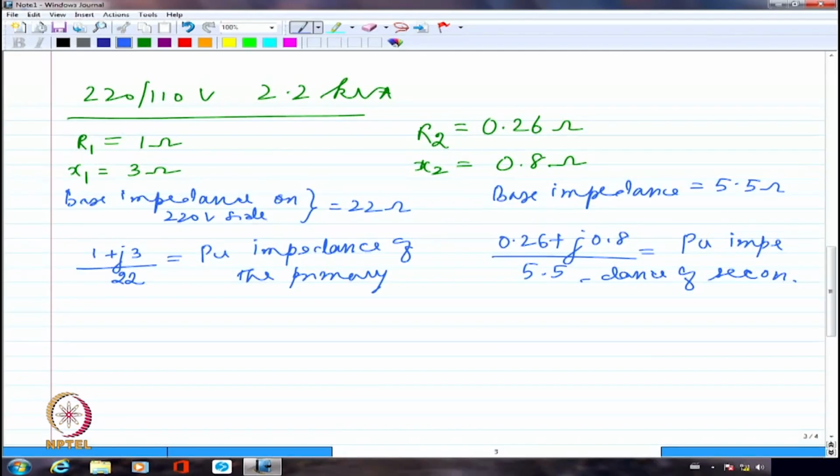Actual transformer, generally I am going to have the primary and secondary impedances comparable. I am not saying exactly equal. They are comparable. So when I write it in per unit, this is 1 by 22, that is 3 by 22, whereas this will be 0.26 divided by 5.5. I can multiply both of them by 4, then I will be able to get essentially the same base, 22 ohms. So 0.26 multiplied by 4 will be close to 1 again.